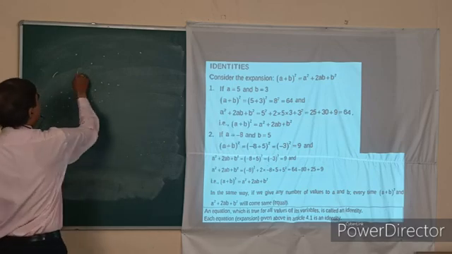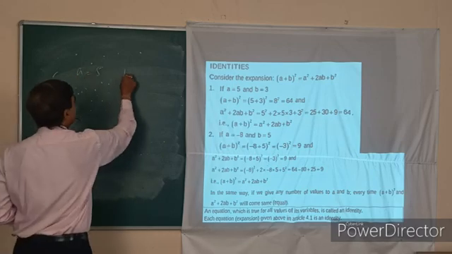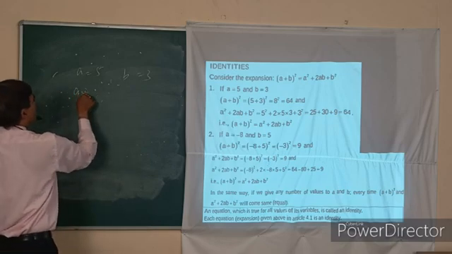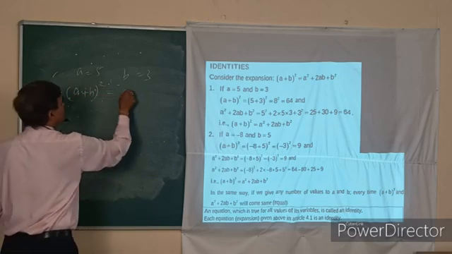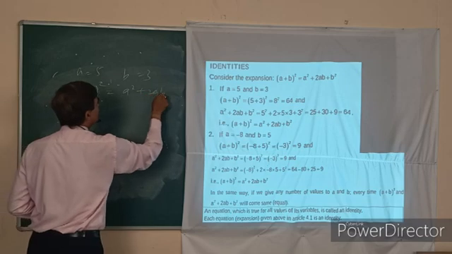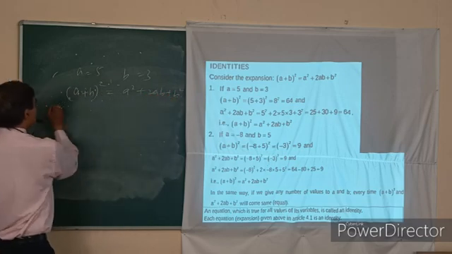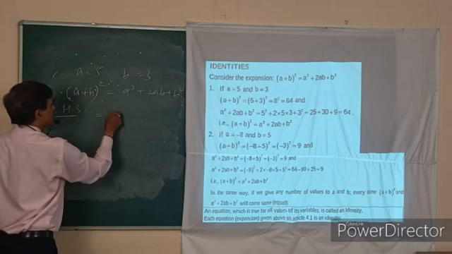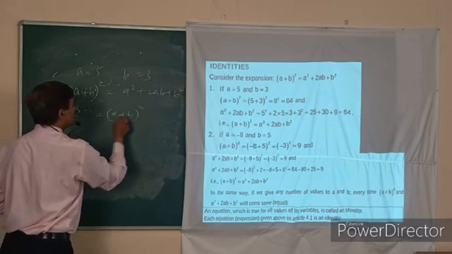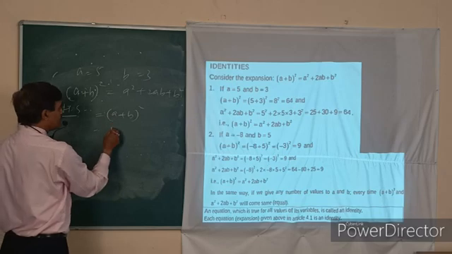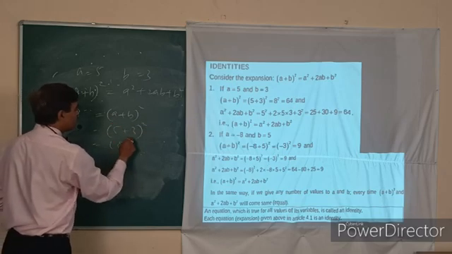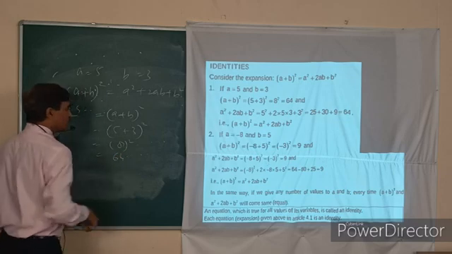Suppose the value of a is given as 5 and the value of b is given as 3, and we have to prove whether (a plus b) whole square is equal to a square plus 2ab plus b square. So here, first we will take the left hand side. For the left hand side we will take (a plus b) whole square. Then we put the values, a is 5 and b is 3, whole square. That makes 8 whole square, and that is 64.